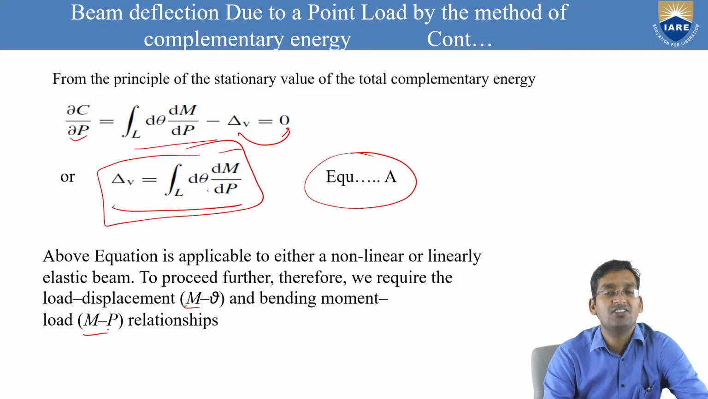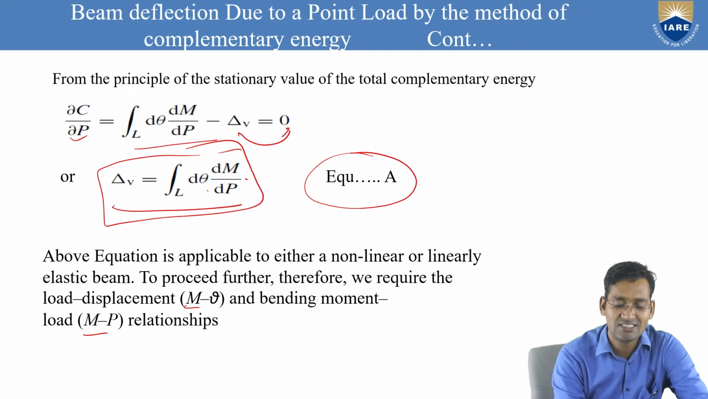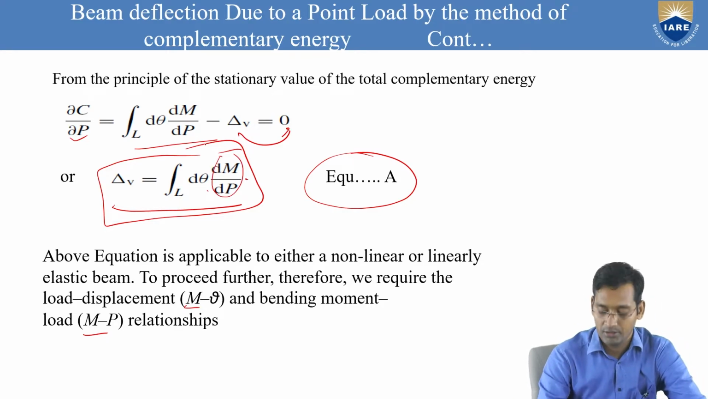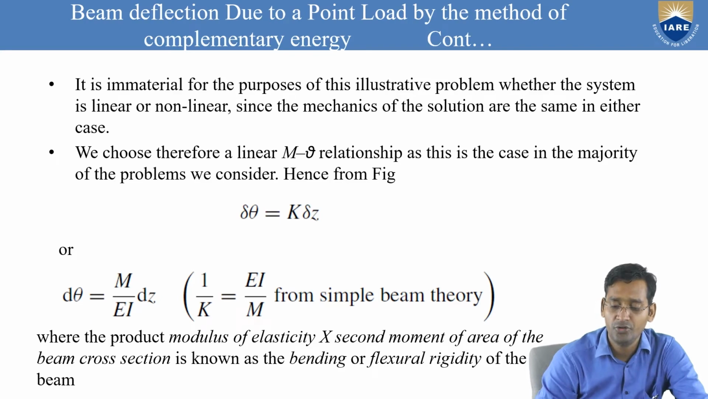So we have to find the relation between M and theta, and the relation between M and P. After that, overall, we have to find dM by dP. Okay, so how will we find it?